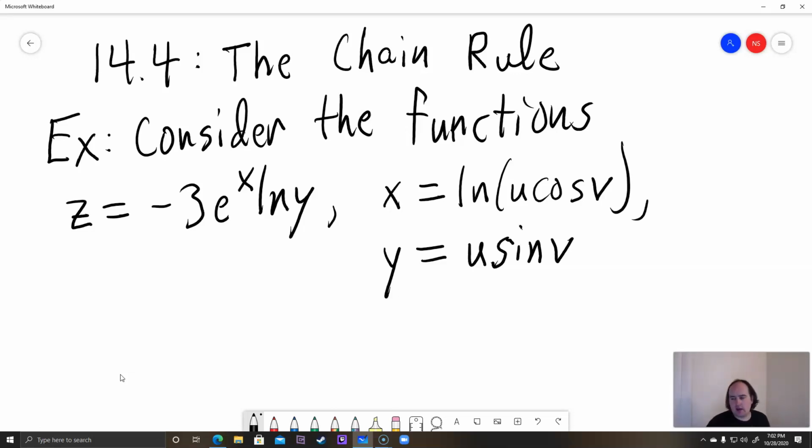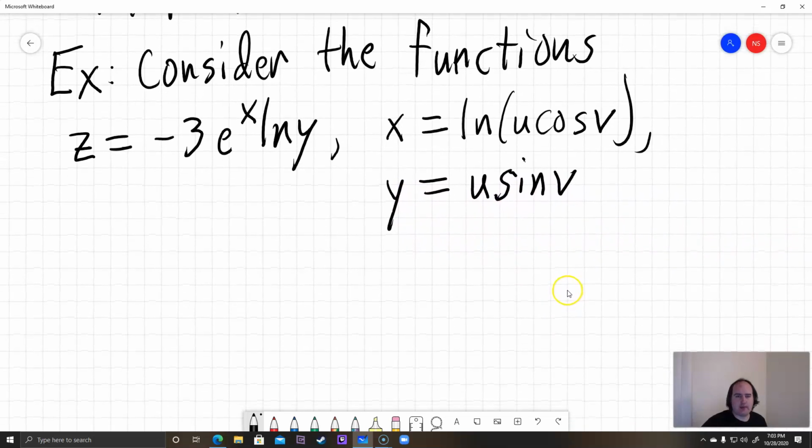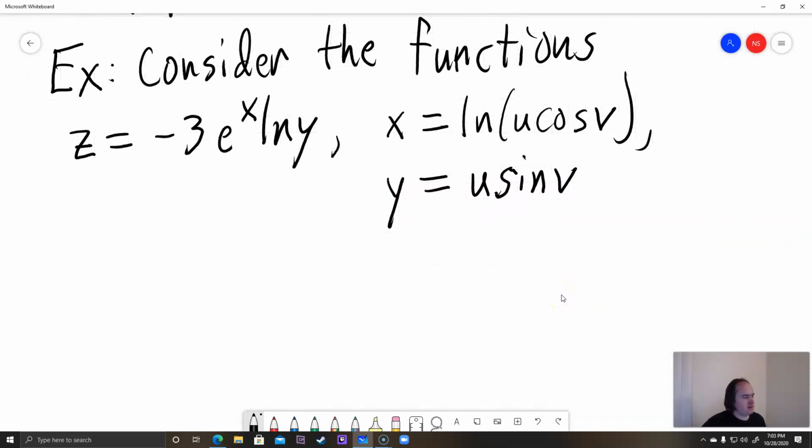But remember, you have my formulas from Calculus 1 and Calculus 2. That's in probably my week 9 or week 10 module, depending on which of my courses you're in. But you can always look them up on Google as well. Okay, so we've got z equals -3 e to the x ln of y, and then x equals ln of u cosine of v, and y equals u sine of v. And they want us to calculate partial z partial u and partial z partial v.